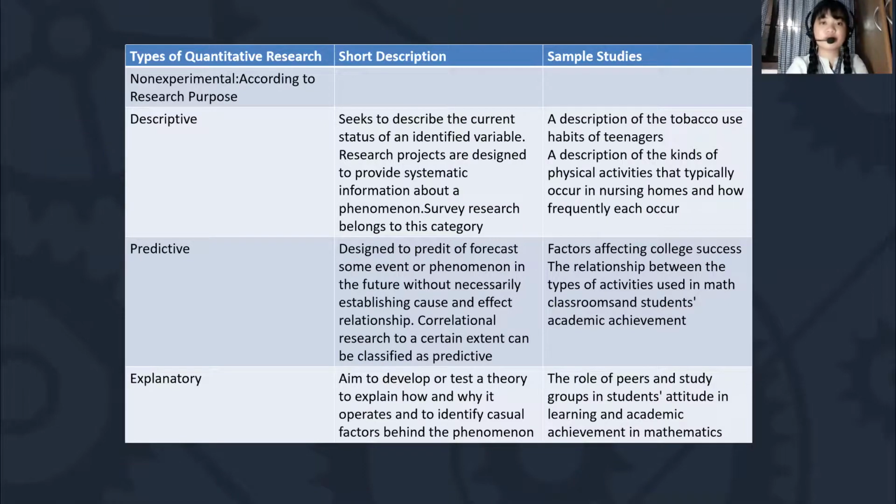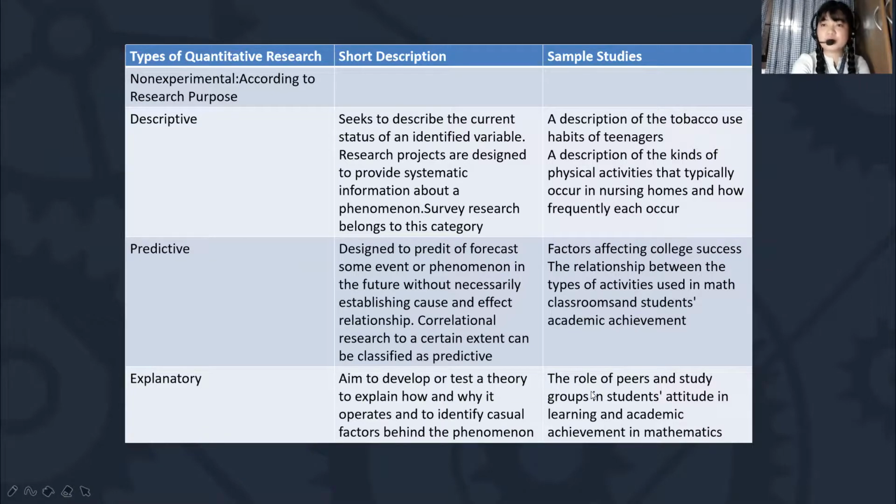That is descriptive. On predictive class, you're going to predict what are the factors affecting college success. So you're going to predict, these are the factors that will make my students successful in college. Something like that. You're going to predict it, even though your students are not yet in college. Or the relationship between types of activities used in math classrooms and students' academic achievement. You're going to predict if the activities that you're going to implement in your math subject can help improve academic achievement.